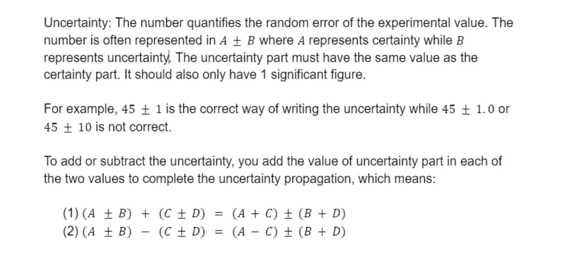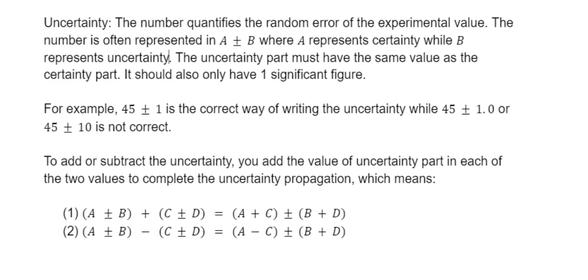To add or subtract values with uncertainty, you should add the values of the uncertainty parts in each of the two values to complete the uncertainty propagation. This means that a plus or minus b plus c plus or minus d would be equal to a plus c plus or minus b plus d, and a plus or minus b minus c plus or minus d will represent a minus c plus or minus b plus d.